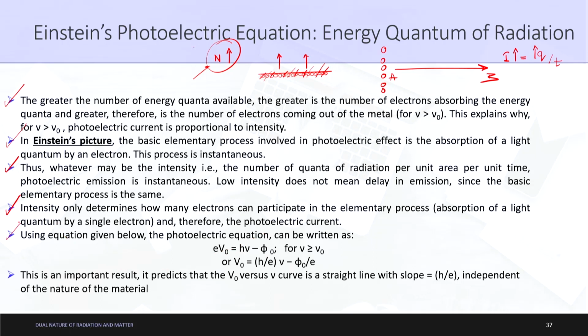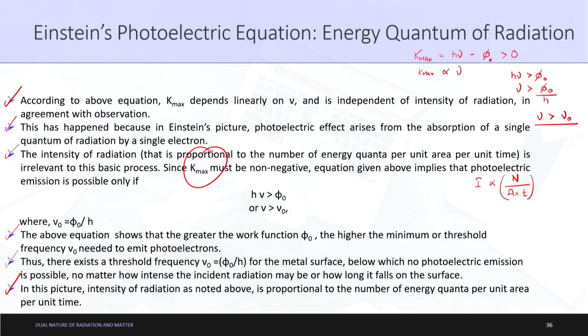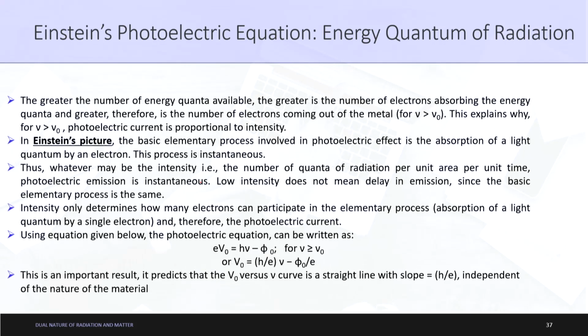Now, using the equation given below, the photoelectric equation can be written as follows. What we are doing here is changing this Kmax value to eV naught. So, eV naught is equal to h nu minus phi naught, for nu greater than nu naught, or V naught is equal to h by e into nu minus phi naught by e. How does this come? Let me try to explain.